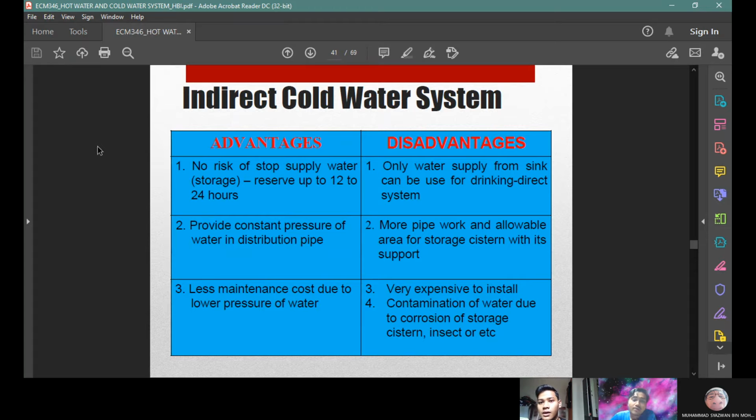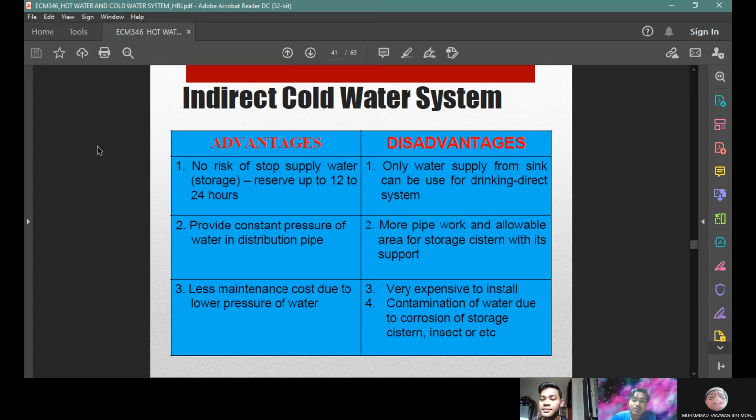The advantage of the indirect cold water system. The advantages are no risk of stop of water supply, reserve up to 12 to 24 hours, provides constant pressure of water in the distribution pipe, and less maintenance cost due to lower pressure of water.